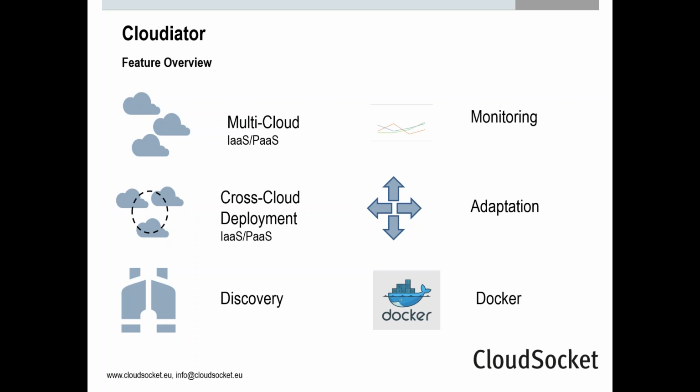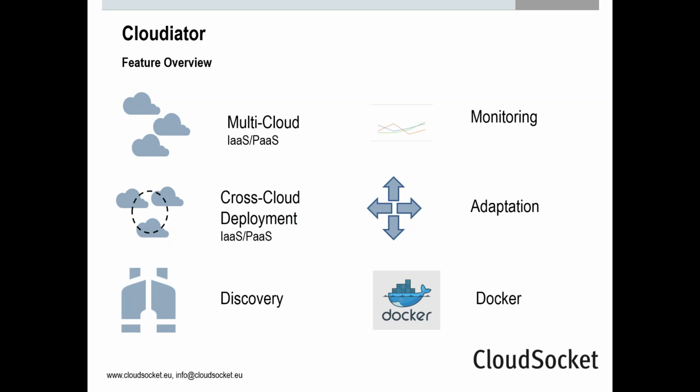Then there is the cross-cloud deployment feature, which means Cloudiator can deploy applications or distributed applications across multiple cloud providers. So for example, deploying a database on OpenStack and deploying the application server on a different cloud, for example Amazon. And again, that's as well possible across multiple cloud provider levels. So deploying, for example, the application server on a PaaS and the database on an IaaS.